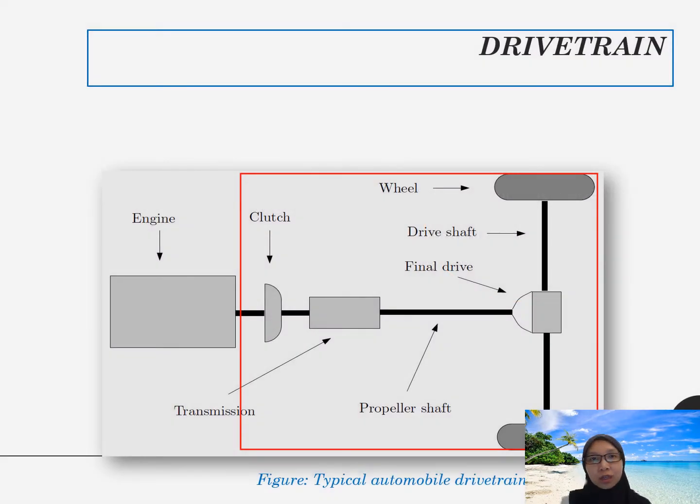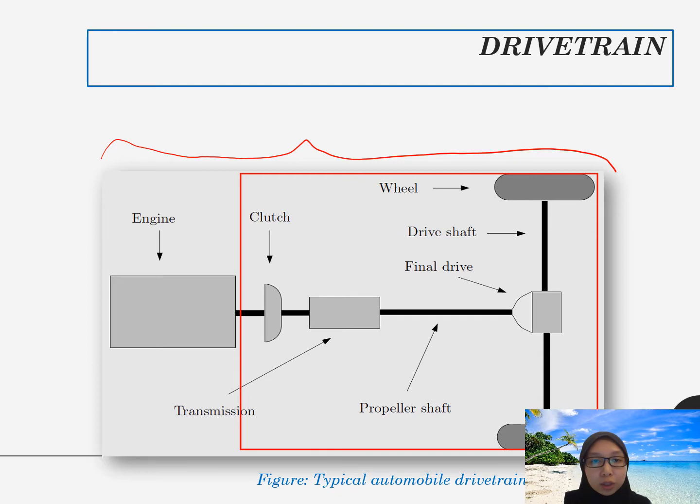So what is a drivetrain? A drivetrain is a group of components that deliver power to the driving wheels. Don't be confused with powertrain. If people are talking about powertrain, it combines the engine as well as the drivetrain.